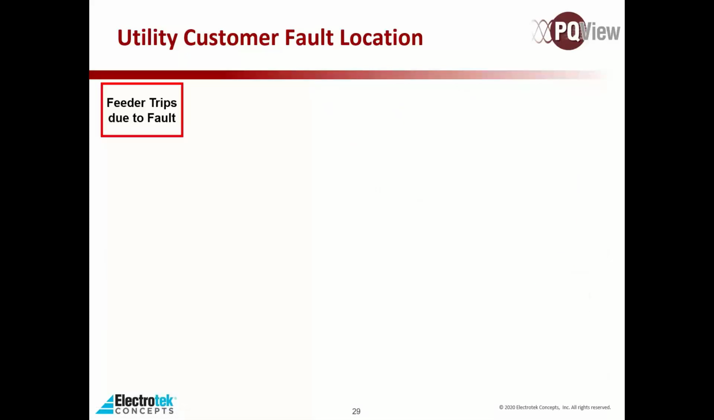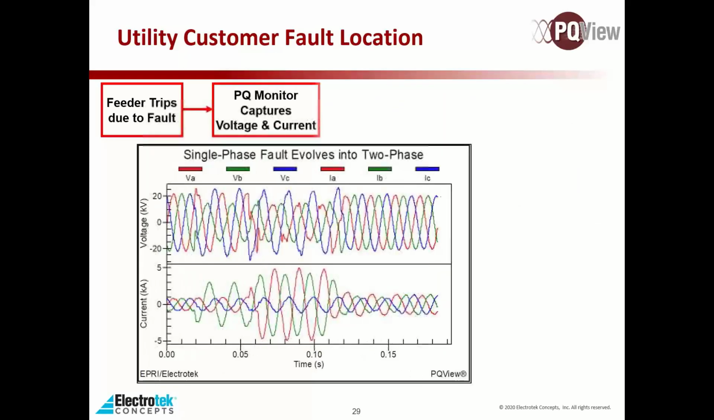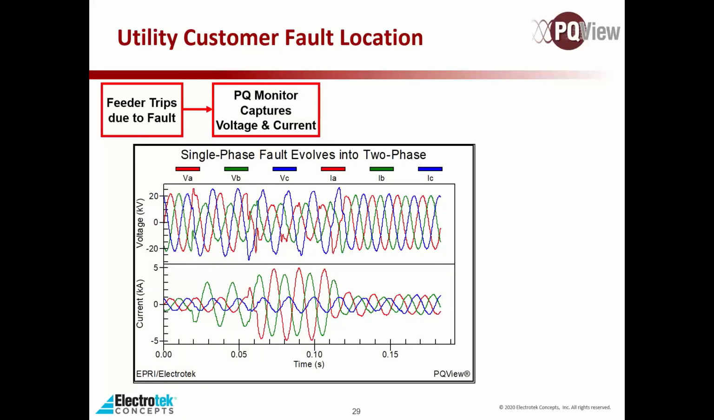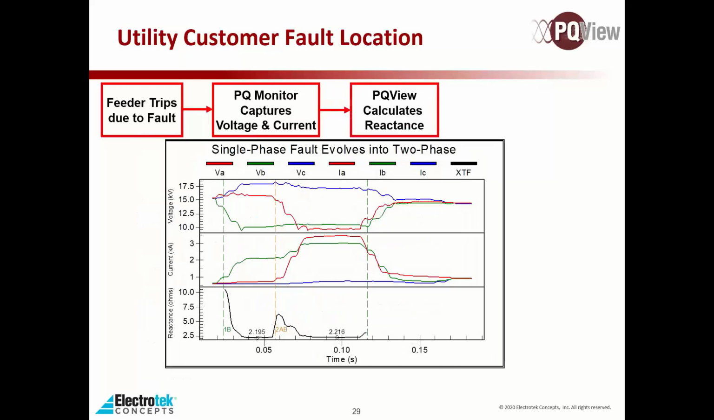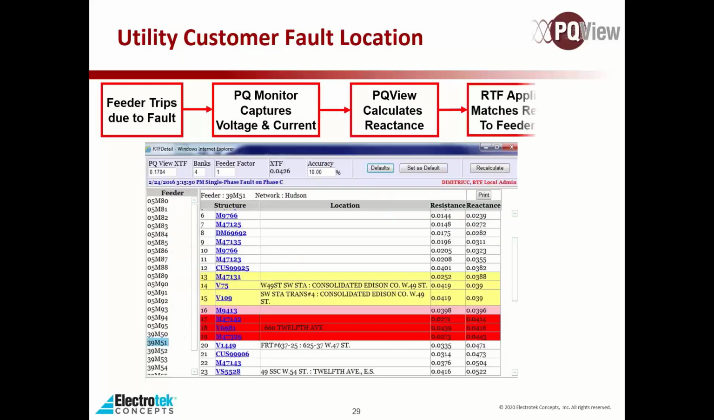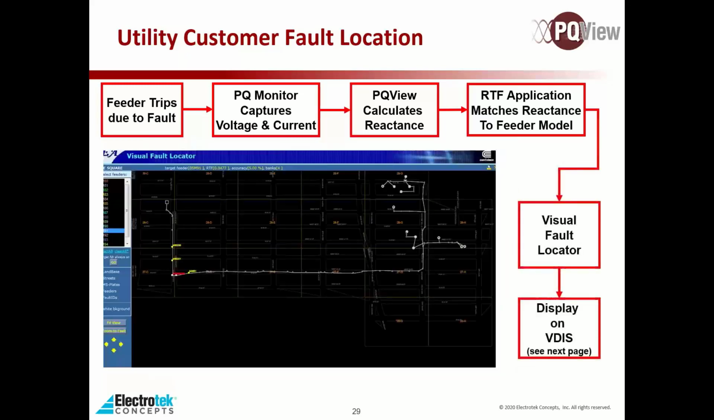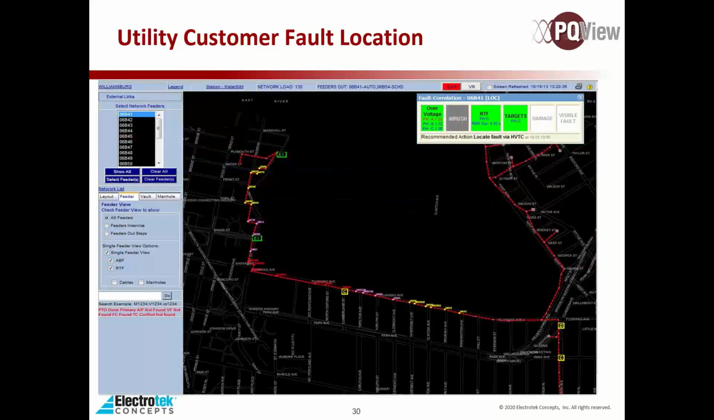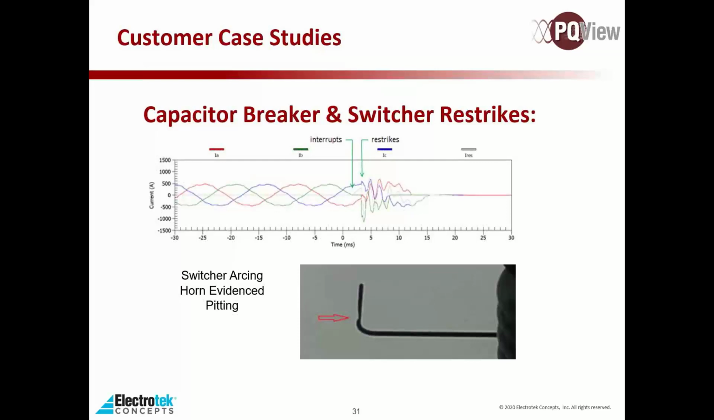So at this customer, they get the feeder fault trips. The PQ monitor device captures oscillography. We calculate the reactance to fault. The customer uses that value to then determine where in the model it matches, and then they show it to their operators on their map, telling them what the type of fault was. Here they're even showing the reactance to fault and where on their model the fault occurred, so they can then get their dispatchers out there and get that fault resolved.